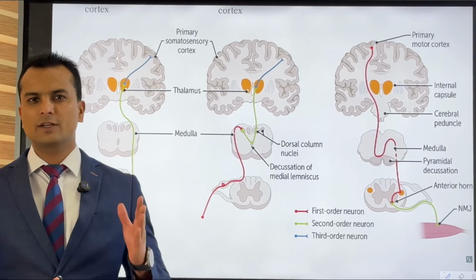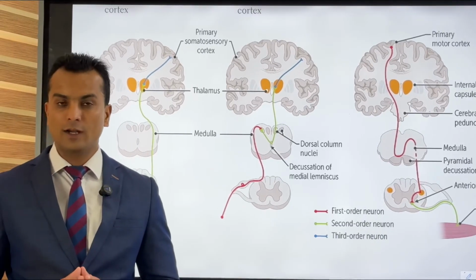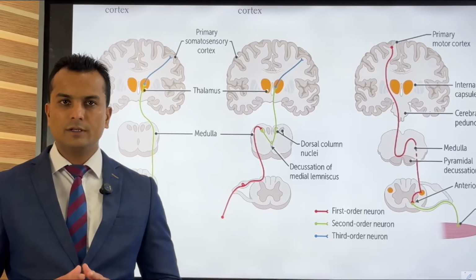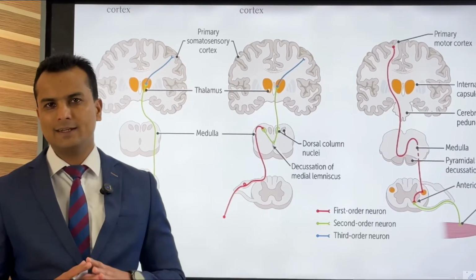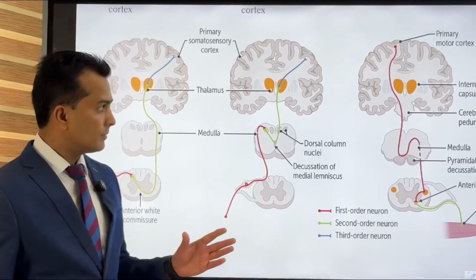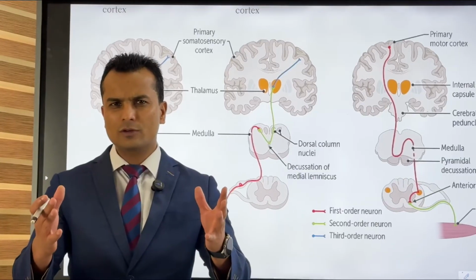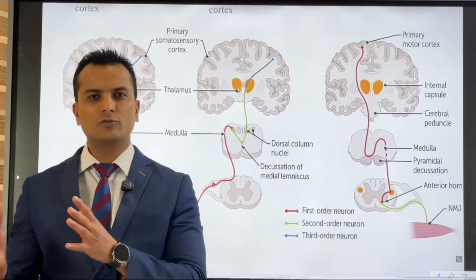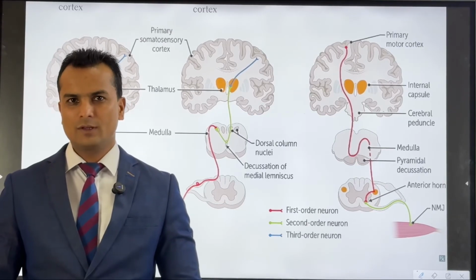This is the second part of the tracts neuroanatomy lecture, and in today's lecture again we are going to discuss ascending and descending tracts. The purpose of today's discussion is to make your concepts clearer in order to understand the ascending and descending tract neurons.